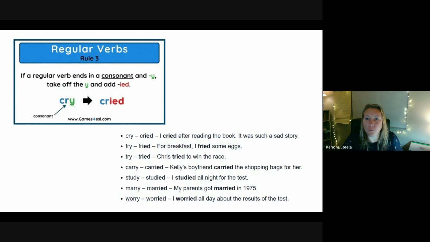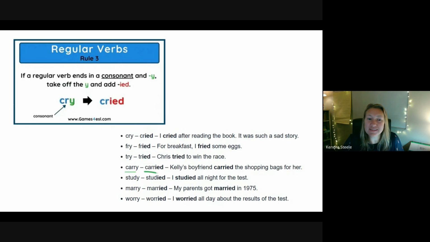This word is also one syllable, one sound, cry. Okay? So we're going to make it cried, and we're going to turn the Y into an I and add ED. Here are some examples. Cry becomes cried. I cried after reading the book. It was such a sad story. Fry becomes fried. For breakfast, I fried some eggs. Try becomes tried. Chris tried to win the race.